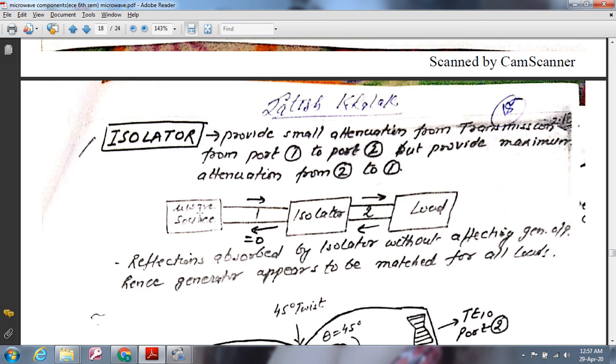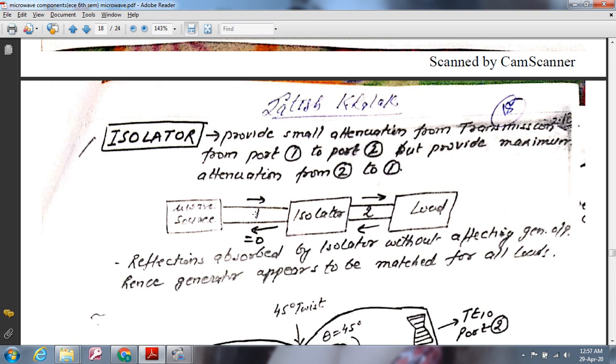Now we see the wave is going in this forward direction from source through isolator to the load, but if there are any reflections coming from the load, they are moving in this direction from load to isolator to source. So here we see, because of the property of this isolator, the reflected signal will not be able to reach the microwave source. So we can say this isolator is playing the role of a unidirectional device.